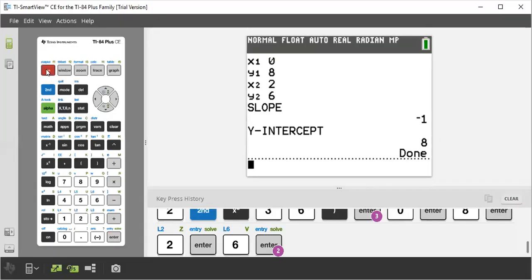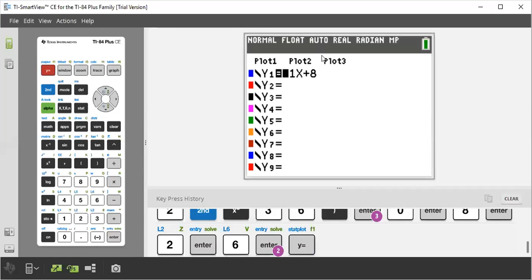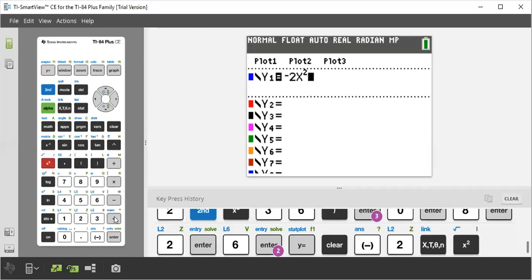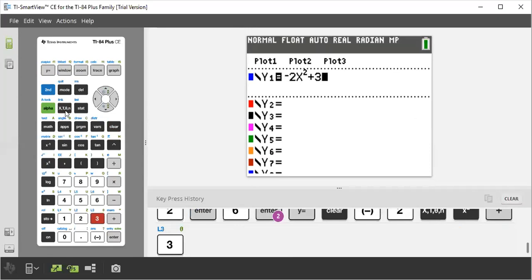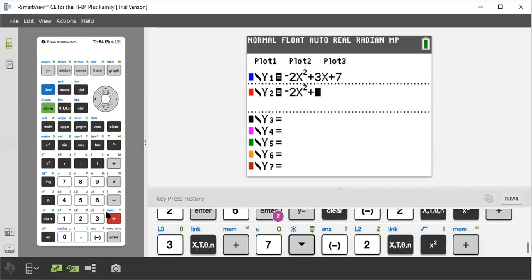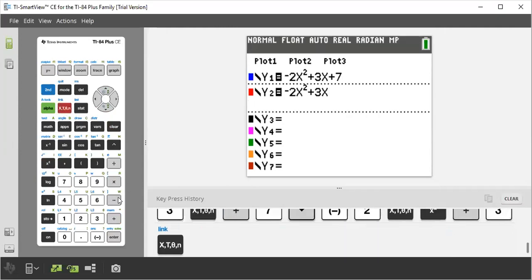In this case, this is not a program. We're just going to go to y equals. That was from the last question. It gave us the linear equation that we were looking for. Now, I'm going to put in for A, it's got to be a negative: -2x² plus 3x plus 7, right? And then I'm going to go down to y2, and I'm going to enter basically the identical equation, except that I am going to change the y-intercept. So I'm going to put 3x, and then for the y-intercept, I'm going to make it 10. And now let's graph it.